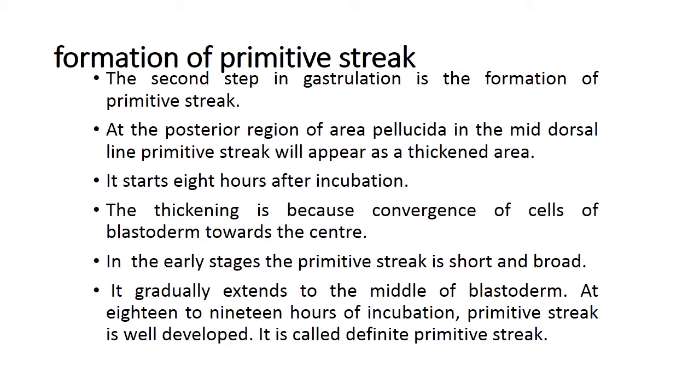The thickening is because of convergence of cells of the blastoderm towards this central point, which forms the primitive streak. In early stages, the primitive streak is short and broad. It gradually extends to the middle of the blastoderm. At 18 to 19 hours of incubation, the primitive streak is well developed. It is called the definite primitive streak.